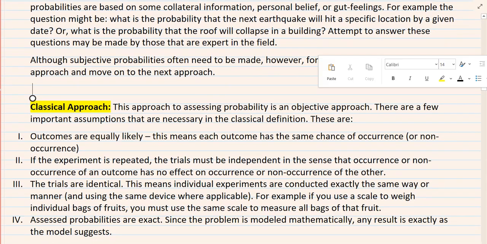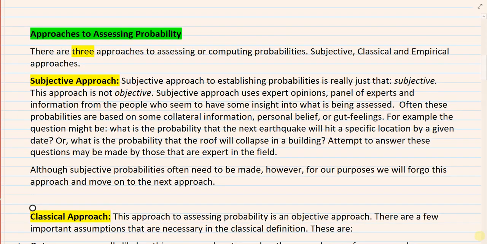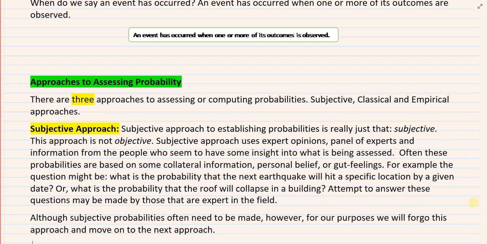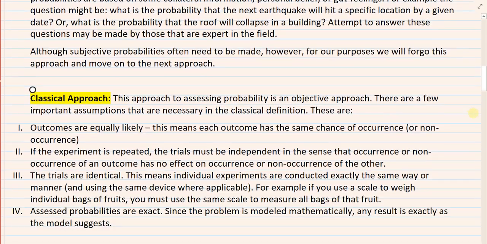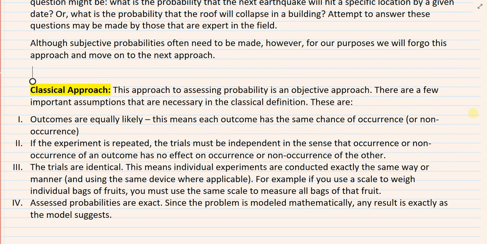Let's look at the second approach. Just to put this one to rest, we are not going to use the subjective approach to probability, for an obvious reason: we want to be objective. We all want to get the same numbers, the same probability statements. So that brings us to our next approach to assessing probability.